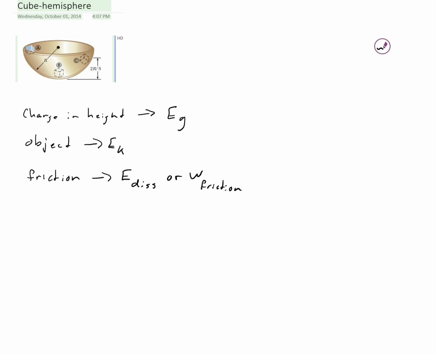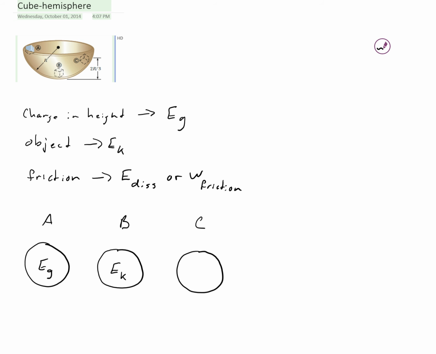Alright, so for A, all the energy is stored as gravitational potential energy because we're not told that A is launched. If we were told A was launched, it'd have gravitational and kinetic, but we're not told that, so we'll assume that it's from rest. At B, we're at the lowest possible position, so all of the energy now is stored as kinetic.